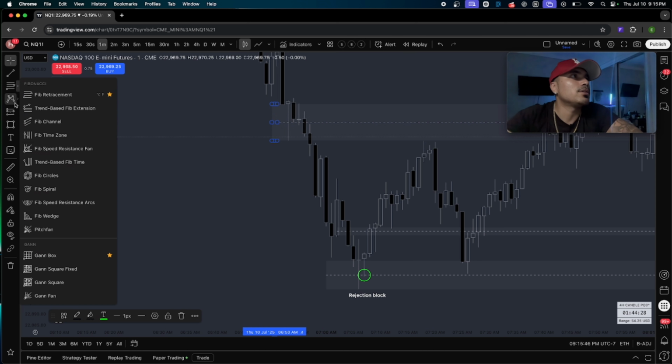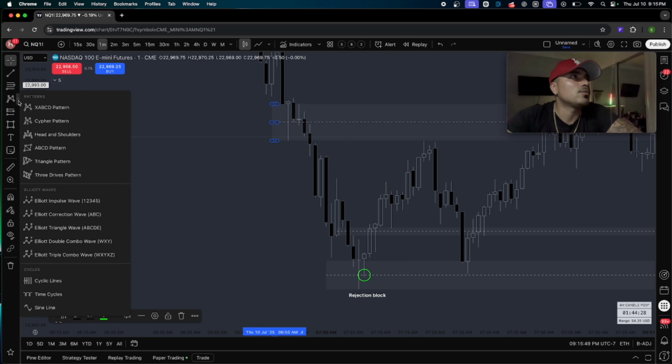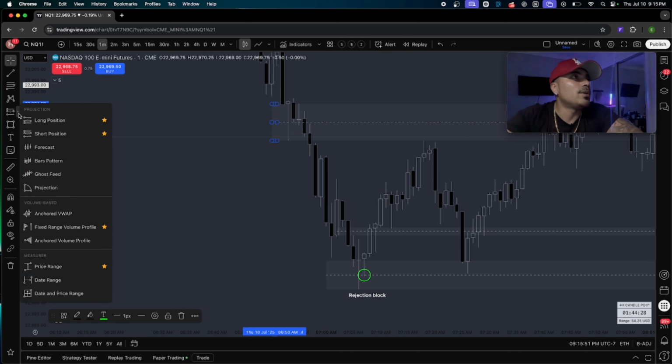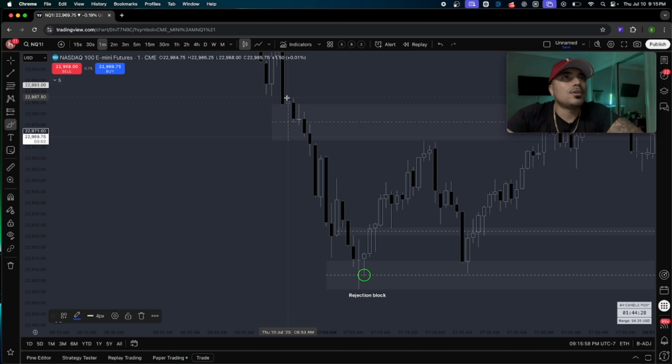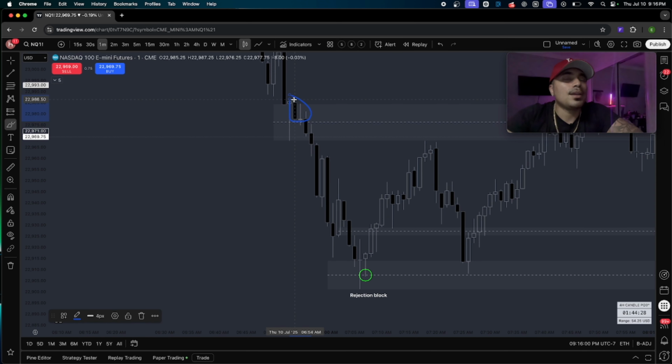I know it looks weird because my candles are black and white and clear, but the black candles are red, obviously. So another confirmation is the next candle has to close bullish, or whichever way the direction that you're going, because this can work in a bearish situation as well. But look, this candle closed bearish. So technically this would not be a good sign of a rejection block.